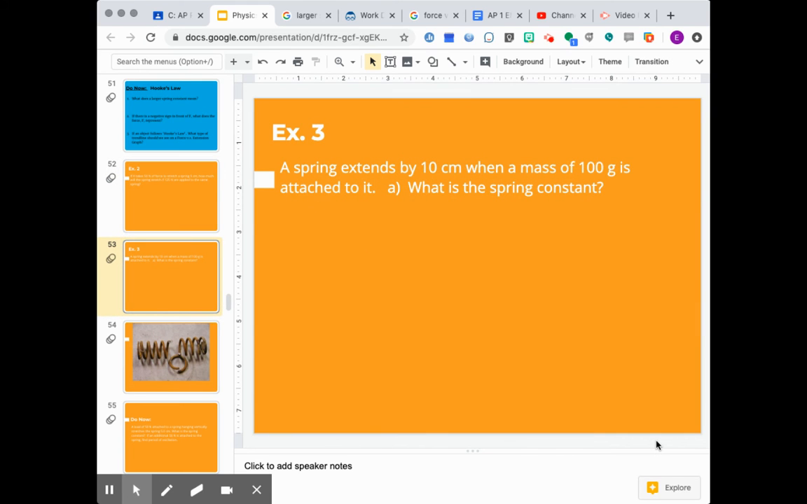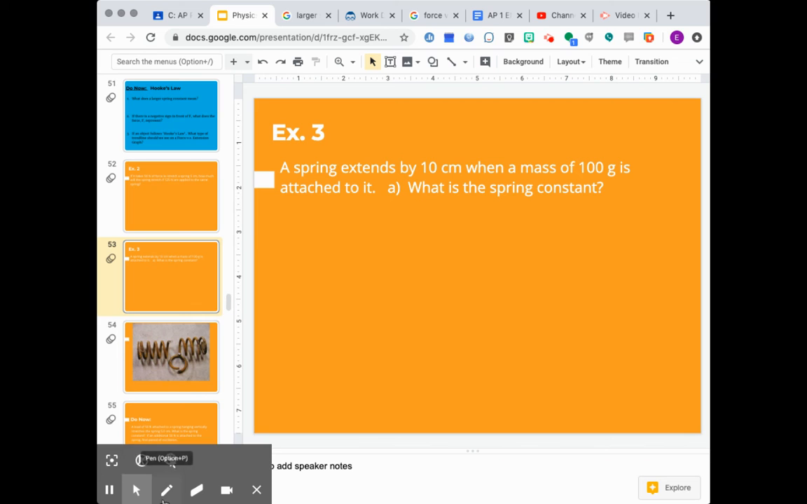Okay, so let's try another example. Example 3: a spring extends by 10 centimeters when a mass of 100 grams is attached to it. What is the spring constant? Okay, so this example is the opposite of the example that we talked about on Tuesday. We're looking at the same variables and the same relationship, but we're basically asked to work backwards here.